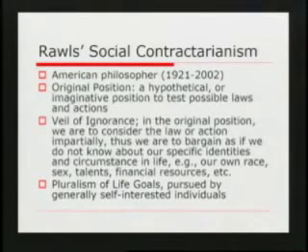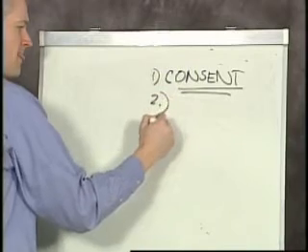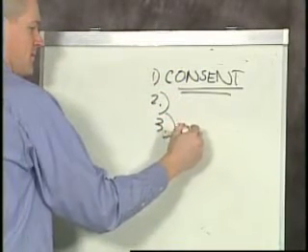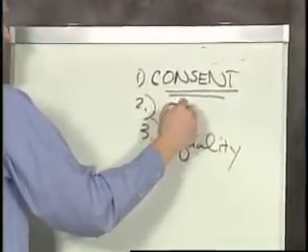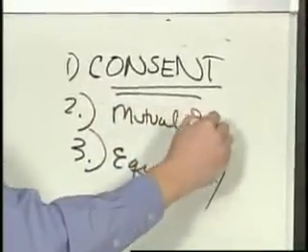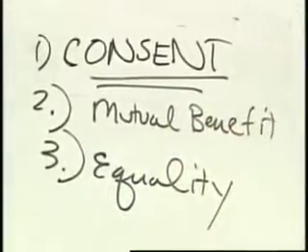theory. So if we remember that there are three principles to social contract theory: the principle of consent, the principle of mutual benefit, and the principle of original equality. So we have consent, some idea of equality, and some idea of mutual benefit. And we're going to then flesh these out for John Rawls.